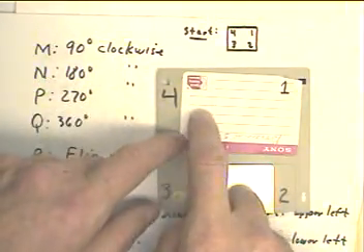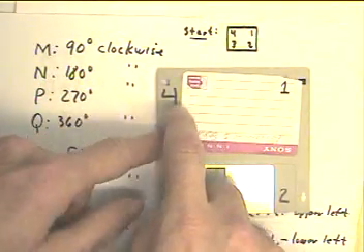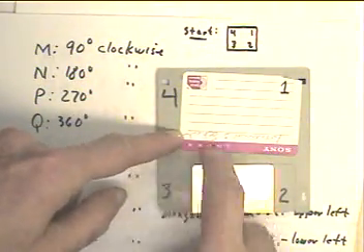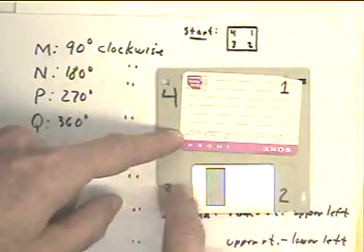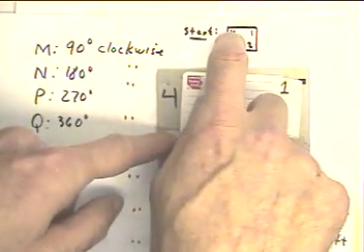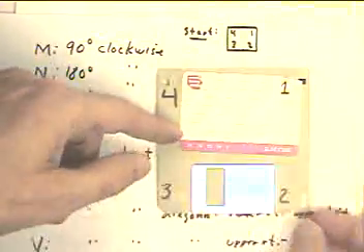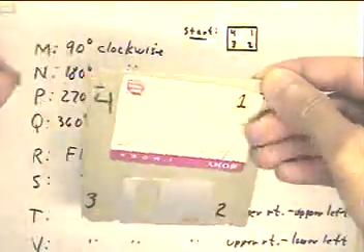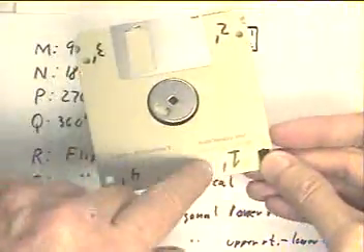Here we have a square disc with corners labeled 4, 1, 2, 3. We're going to consider the starting position of the disc to be just this, where we have the 4, 1, 2, 3. Now on the flip side of the disc, where we've got 1 here, if I flip it around there, we've got 1 prime.